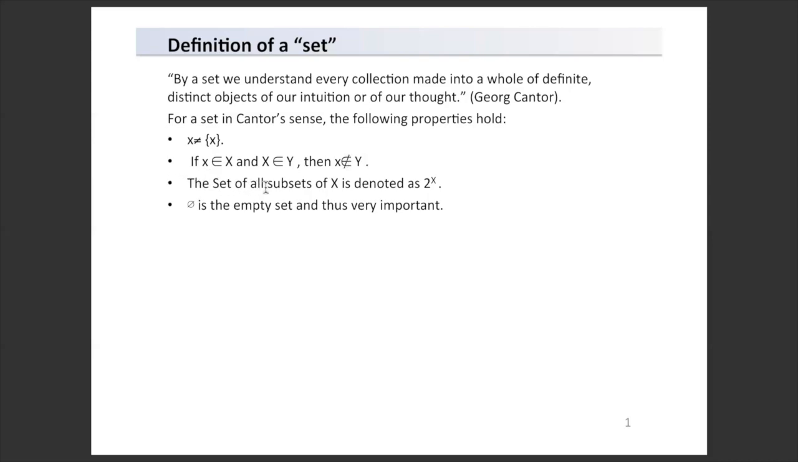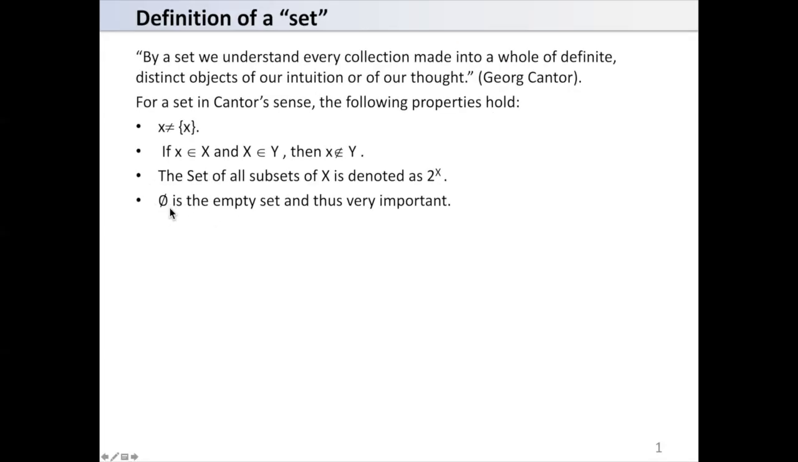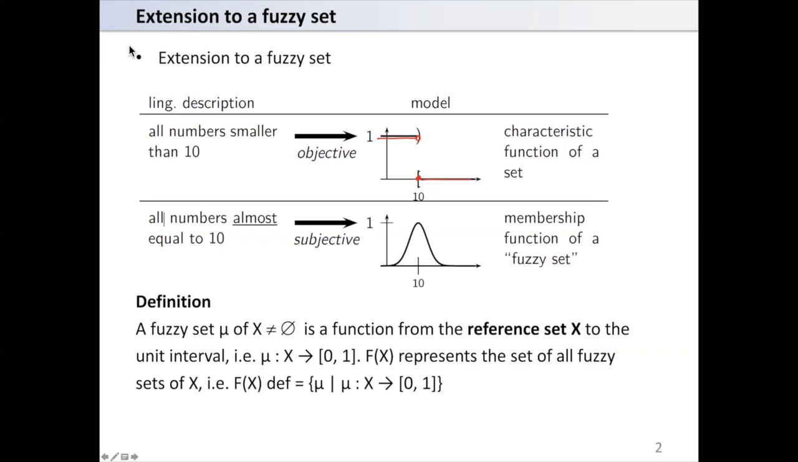The set of all subsets of X is denoted as 2 to the power X. This symbol represents the empty set and is thus very important. Now we are going to extend the definition of classical sets into fuzzy sets.